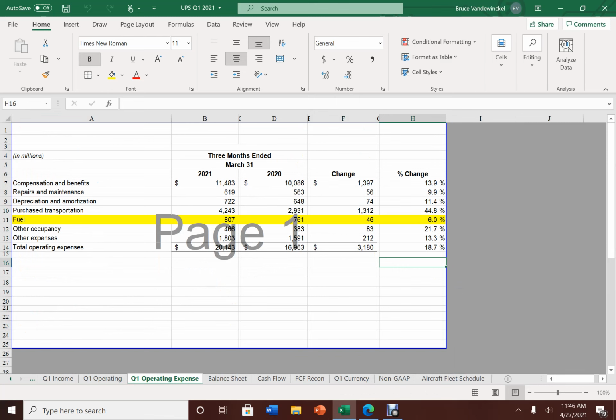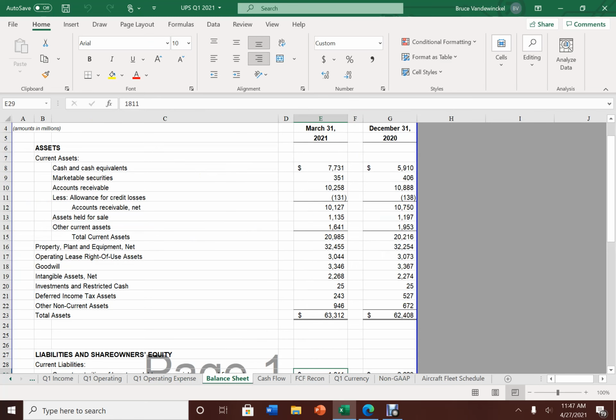Now if you look at the operating expense, you'll notice fuel costs actually increased about 6% year-over-year, which is surprisingly low considering how much more service UPS is handling, and their fuel costs only increased 6%. That shows you that they're very good at controlling cost. And the biggest jump in cost is purchased transportation. That's the biggest jump in operating expenses.